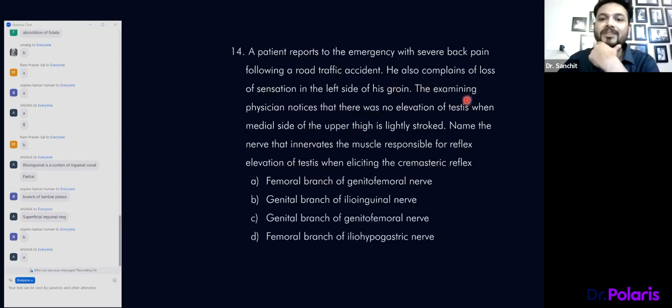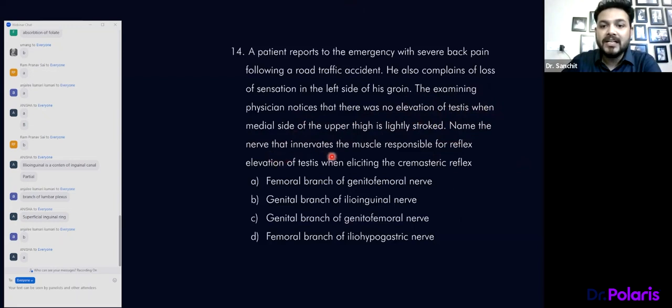Okay. Now, a patient reports to the emergency with severe back pain following a road traffic accident. He also complains of loss of sensation in the left side of his groin. Now, important, read this question. Left side of his groin, he has loss of sensation. Now, on examining, the physician notices that there is no elevation of testis when the medial side of the upper thigh is lightly stroked. Okay, so this is called the cremasteric reflex. What exactly you do in this particular reflex is that when you stroke the medial side of the upper end of the thigh, there is elevation of the scrotum and the testis. That is called the cremasteric reflex.